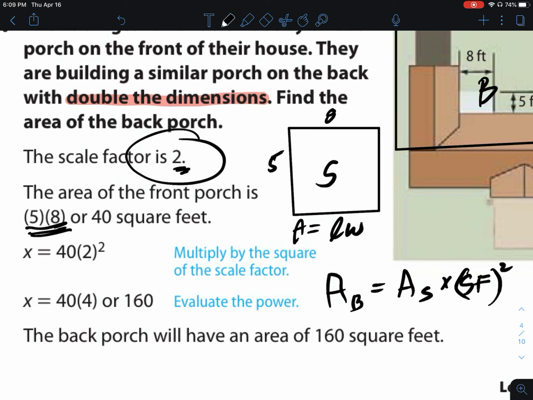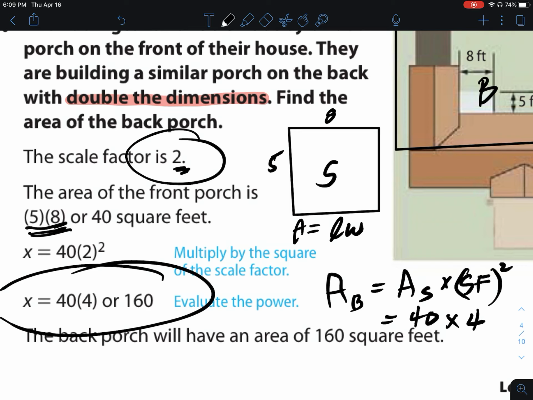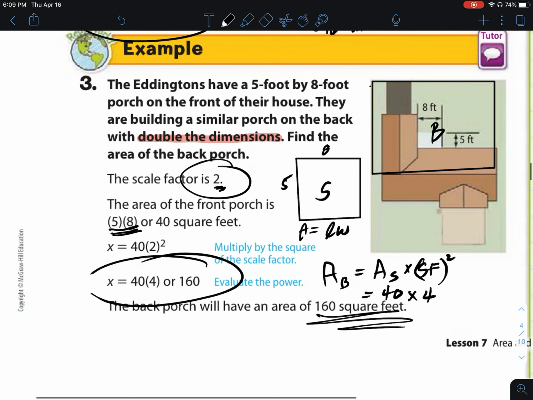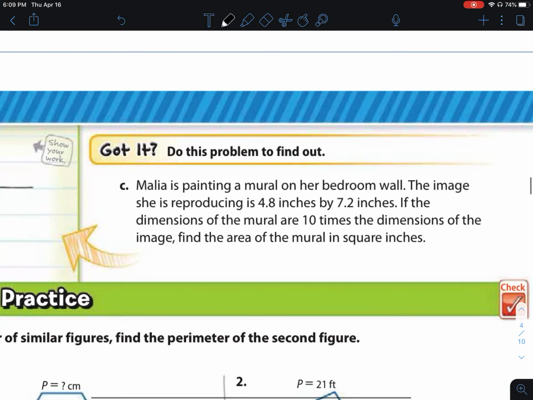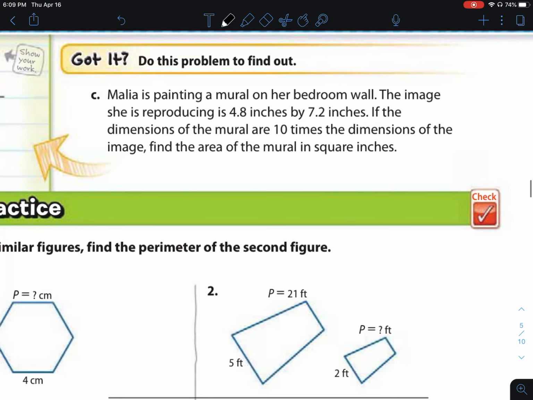Double means 2 times. So square 2 multiplied by 40. We substitute the values. 40 times 4 gives us 160. So the back porch will have an area of 160 square feet. Okay, and let's take a look at this last one.